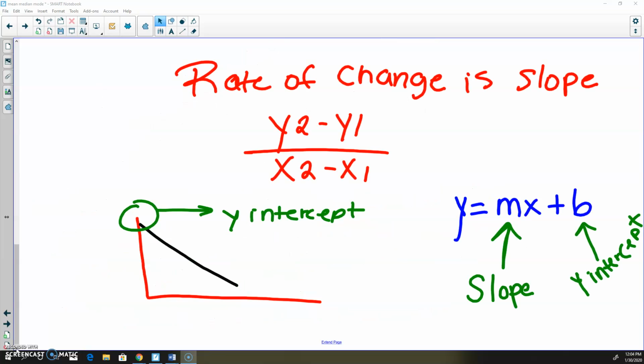So your rate of change is your slope, and you find it by doing y2 minus y1 over x2 minus x1. And remember where it crosses the y line is your y-intercept. Your equation y equals mx plus b. M is always your slope. It's next to x, always. And b is at the end. It's where it crosses the y-axis.